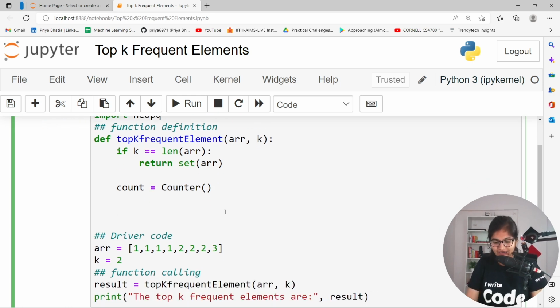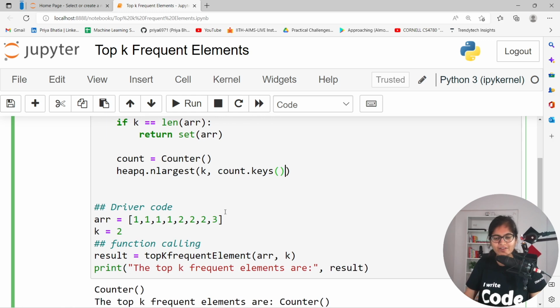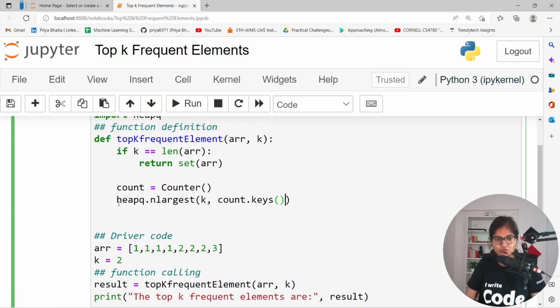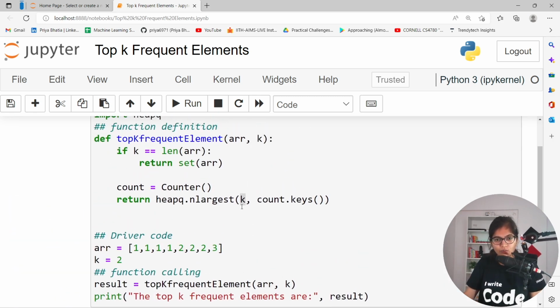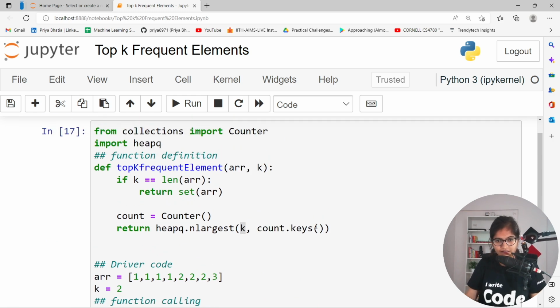Now basically what I want is the top largest elements. So what I can do is heapq.nlargest. In this way I can show you the values. Here I am specifying how many largest values I want, k values, right? Here I will say count.keys. If I call this, I should be able to get the output, so I can return this statement. Here you will see I will be able to get the topmost k elements which have a high frequency. Now, why is it not returning anything?